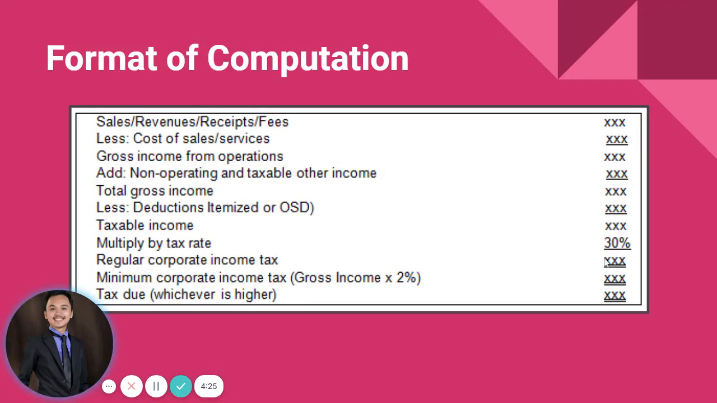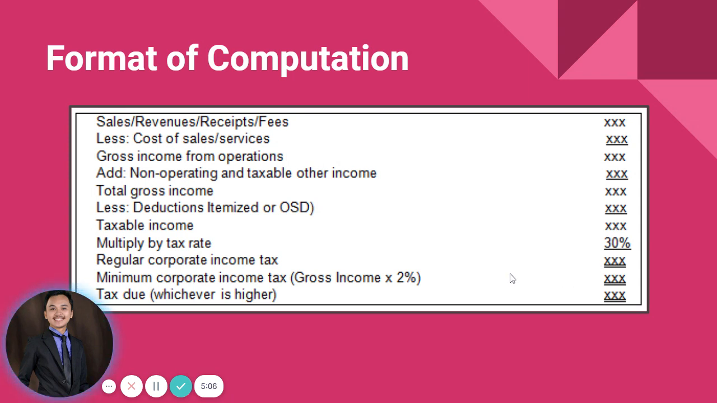So we don't have any problems with the computation of our regular corporate income tax, guys, because this is the exact way of computation that we had in our previous video lecture in computing for the taxable income of a corporation. Okay? We just simply compute our total gross income and deduct all your deductions, may it be itemized or optional standard deduction, to compute for the taxable income and then multiply it by 30%. After computing for your regular corporate income tax, we need also to compute for our minimum corporate income tax for us to compare whichever is higher.